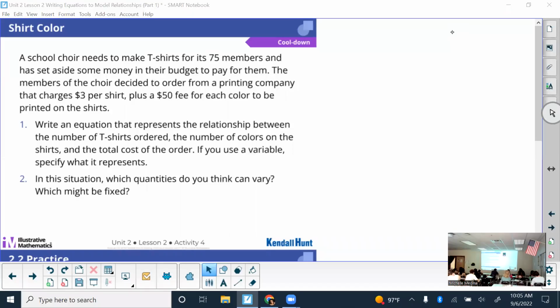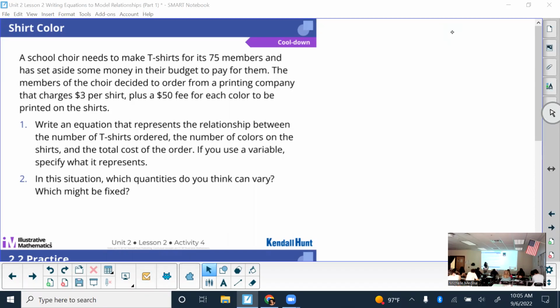School choir needs to make t-shirts for its 75 members and set aside some money in their budget to pay for them. The members of the choir decided to order from a printing company that charges $3 per shirt, plus a $50 fee for each color to be printed on the shirt.